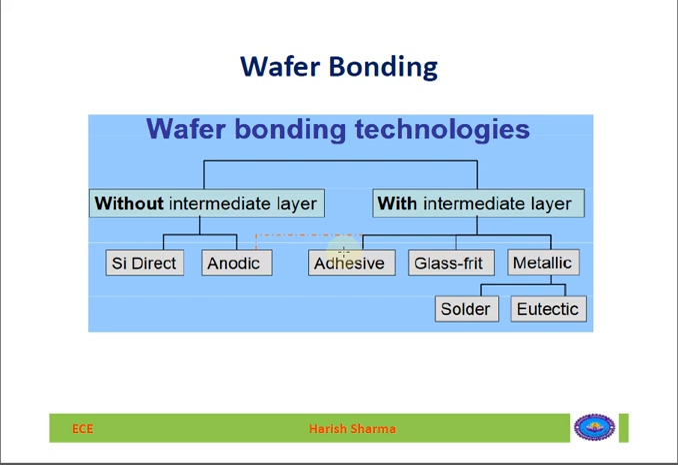These are the wafer bonding technologies. We can divide them in two parts. One is without an interfacial or intermediate layer, and the second is with an intermediate layer. Without an intermediate layer, there are two types: silicon direct bonding and anodic bonding. And the others are adhesive, glass frit, and metallic, which may be divided again into solder and eutectic. We will start with the direct bonding techniques.